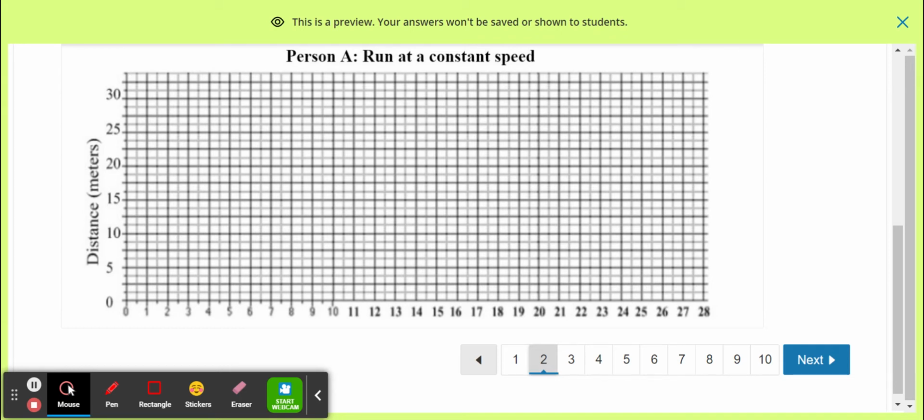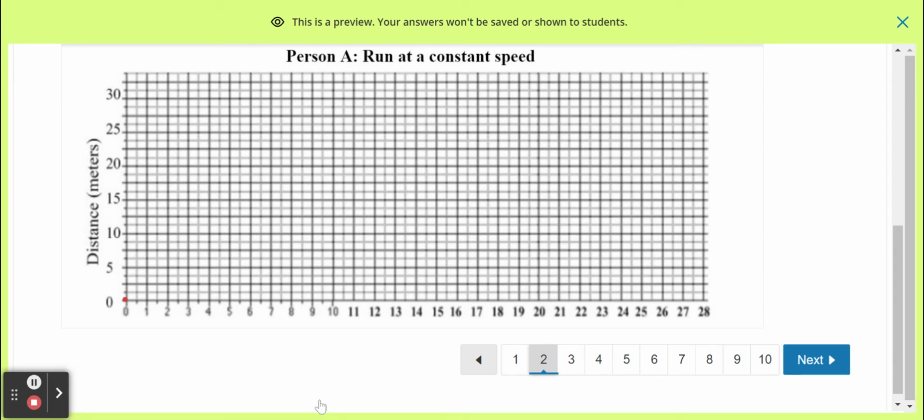So I'm going to put a dot right here at 0, 0. And then I notice at the 5-meter mark, his time was 1.4 seconds. So I'm going to tell you to round everything to the nearest half of a second. So at 1.4, here's 1, and then halfway between 1 and 2 is going to be 1.5, so that's pretty close. So we're going to go over to 1.5, or 1.4-ish, just right on the other side of the 1.5, and up to the 5-meter mark, and then I'm going to put a dot right there.